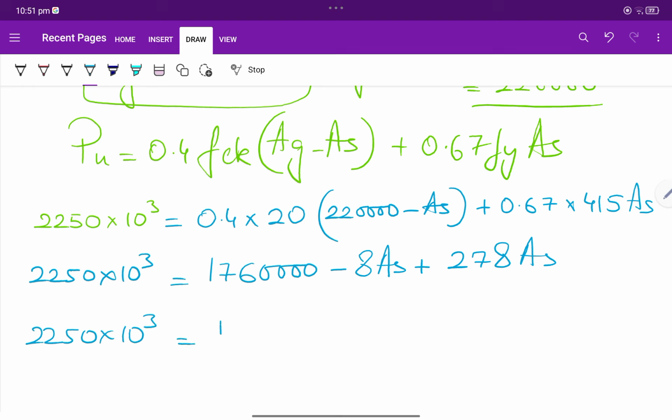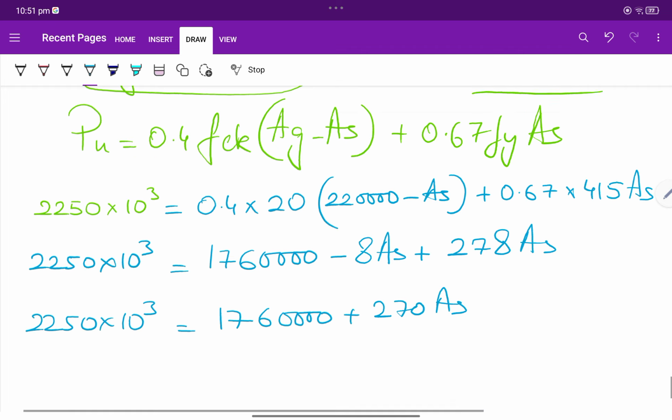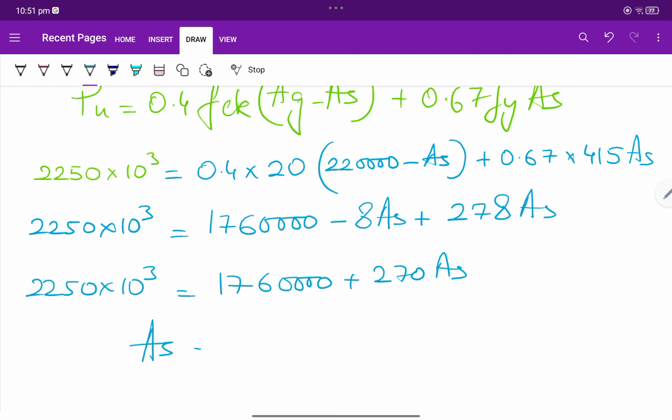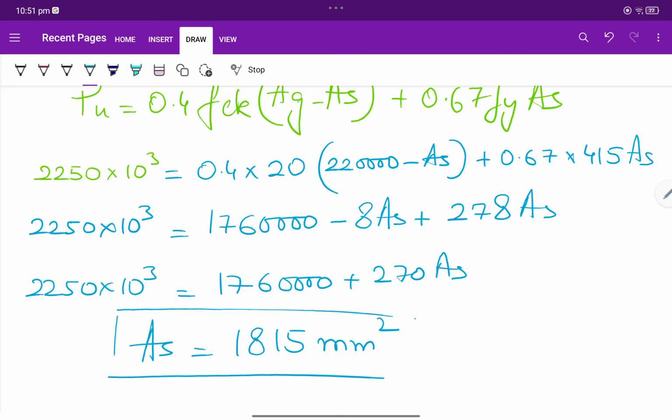So again 2250 into 10 to the power 3. So it's coming to 1764 plus 270 AS. So from here AS is coming to 1815 mm square. Okay, so the area of steel is coming to 1815.